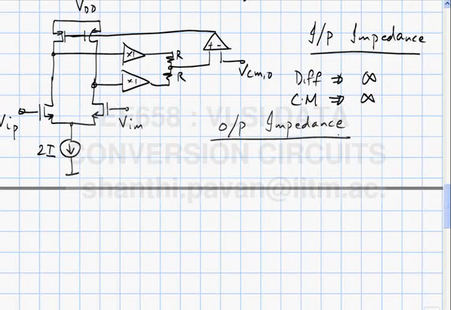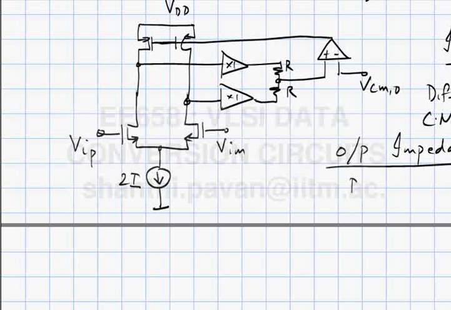You assume all the transistors have infinite output impedances. So what is the differential mode output impedance? What will I do to find the differential mode impedance? Apply a fully differential excitation at the output and measure the current flowing. Correct? So if I apply a voltage source such that this goes up and this comes down by exactly the same amount, what happens to this node?